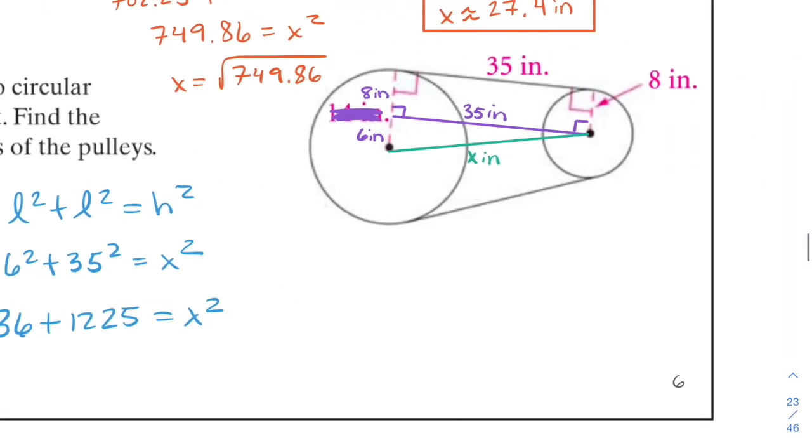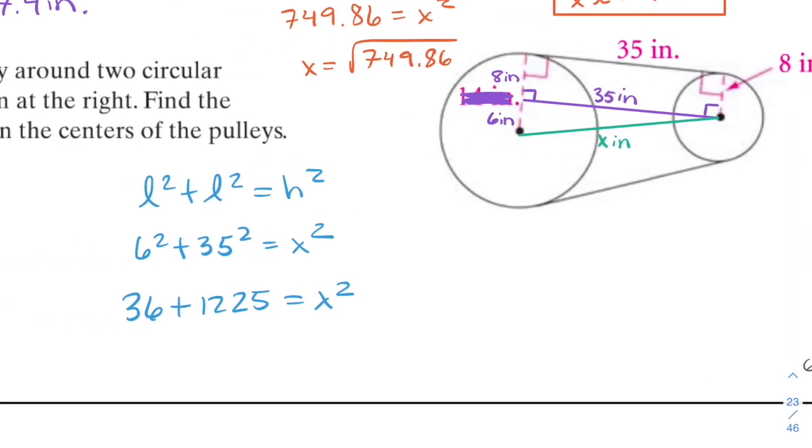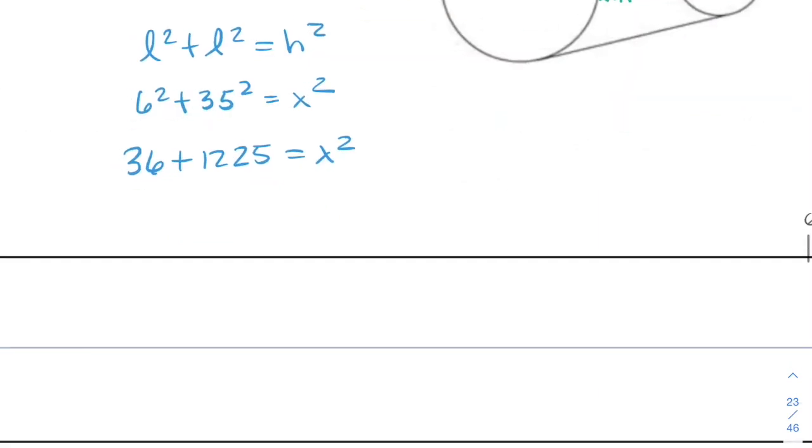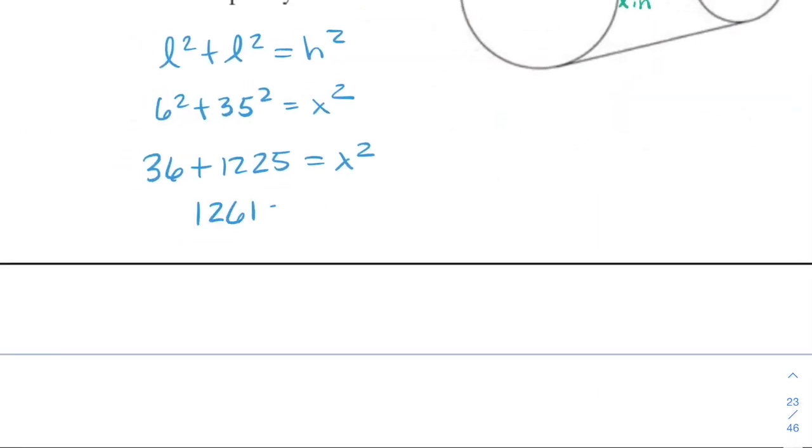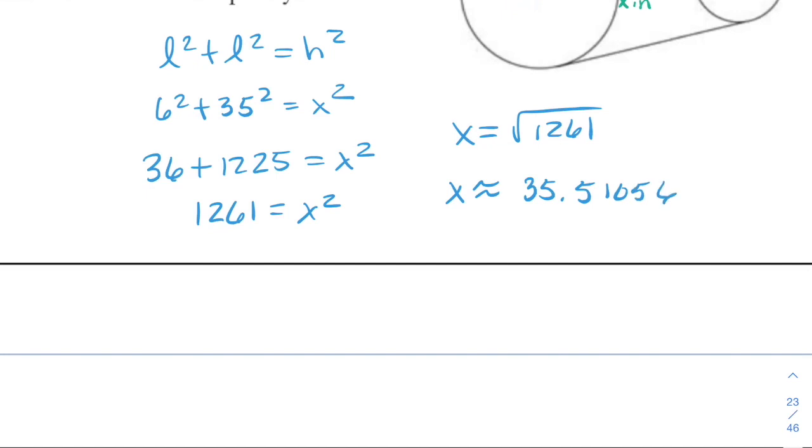I just want to make sure my numbers are right. Yep, 35. Okay. And so add, 1261 equals x squared. X equals the square root of 1261. It's a real world problem. Let's not leave it in simplest radical form. That would be strange. So x approximately equals 35.51056.